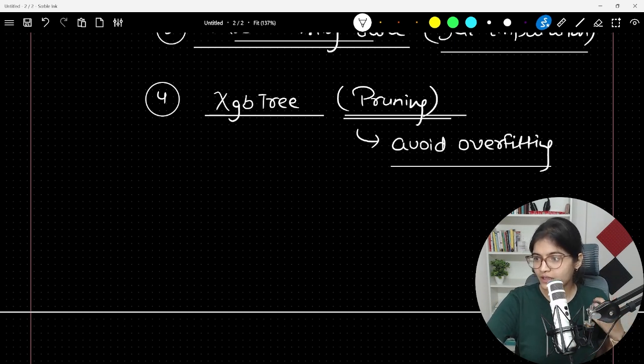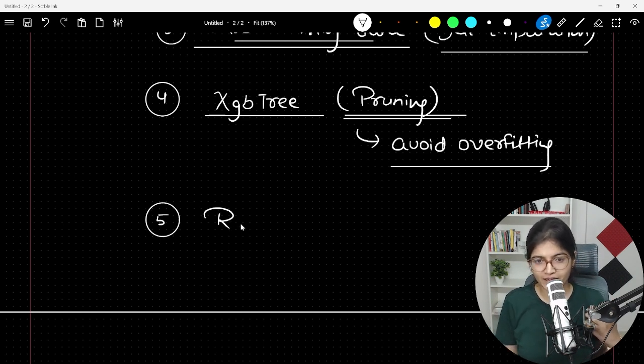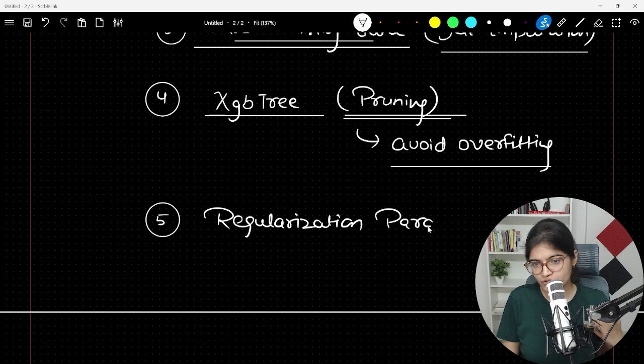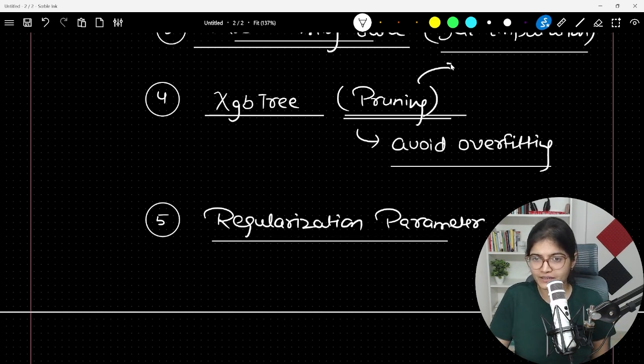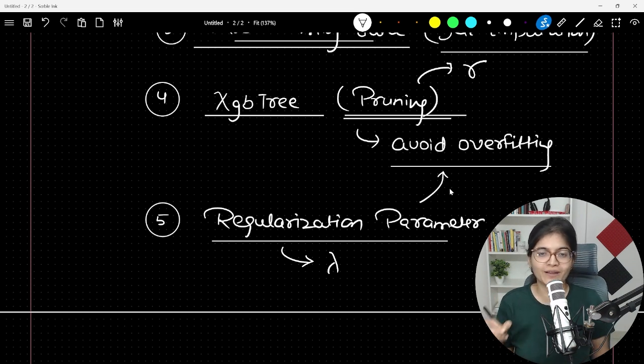Now, the next important point is the regularization parameter. Again, as I told you, there are 2 parameters. One parameter which I'm talking about for the pruning part is gamma, that we will see. And this other parameter we call lambda. Both of the parameters we will discuss in detail, how they handle regularization, again, to avoid the overfitting part.